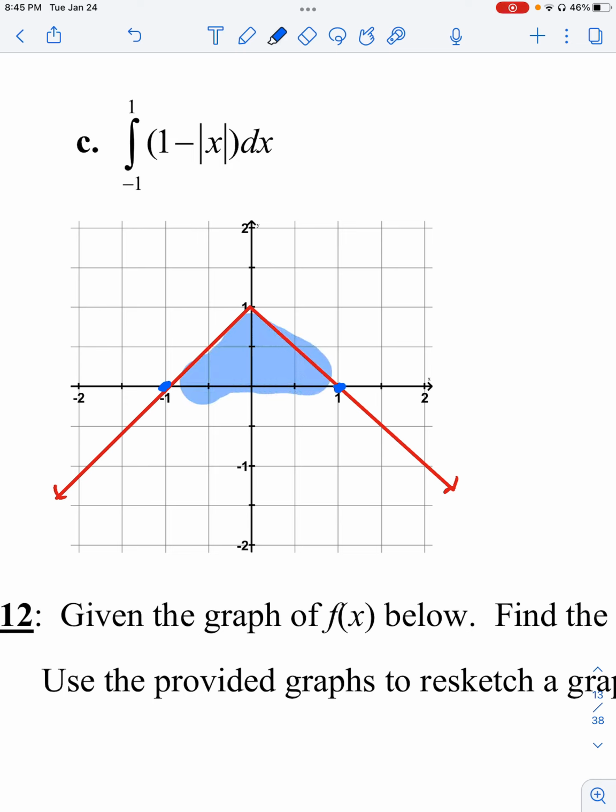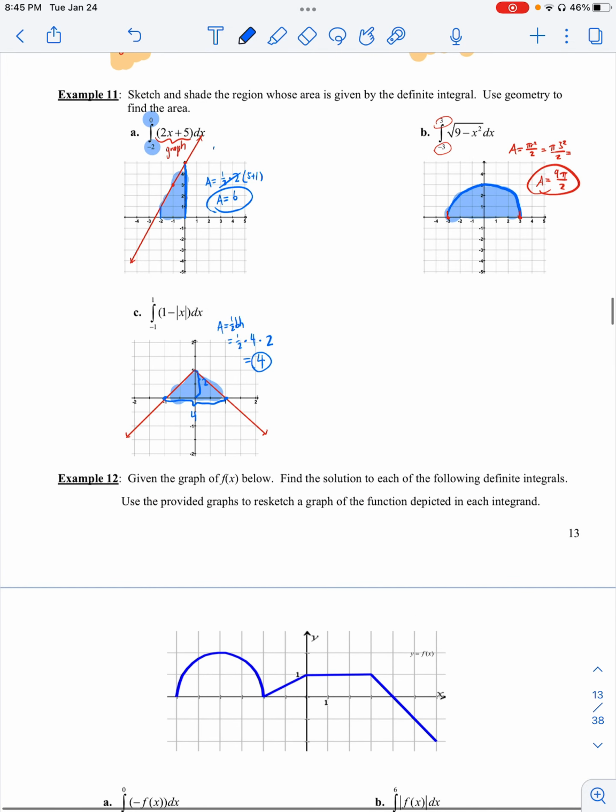This is a triangle, so area is going to be equal to 1/2 base times height. The base is 4. This is a length of 4. This is a height of 2. Okay, so that's just 4. So that's how you do example 11.